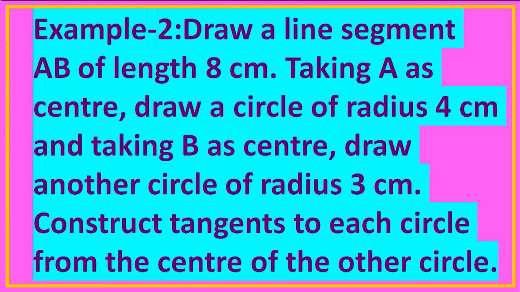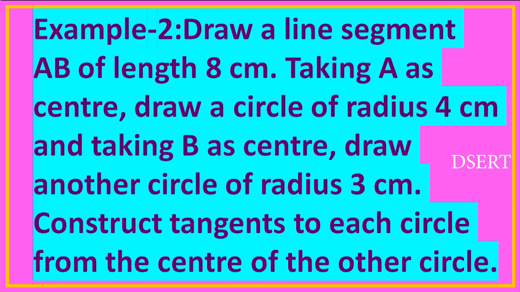Second example, this is a bit lengthy but a very interesting example. Draw a line segment AB of length 8 cm. Taking A as center, draw a circle of radius 4 cm. Again, taking B as center, draw another circle of radius 3 cm. It means you have to take a line segment of 8 cm. Then at center A, you have to make one circle of radius 4 cm. Again, taking B as center, you have to make one more circle of radius 3 cm.